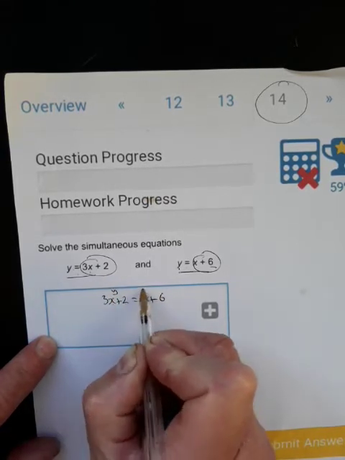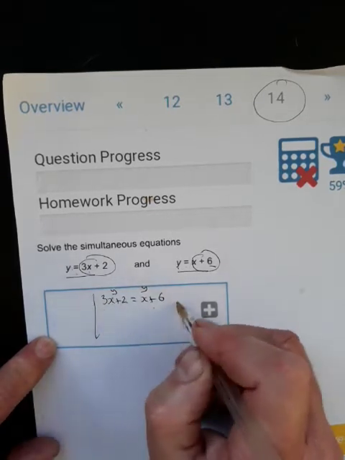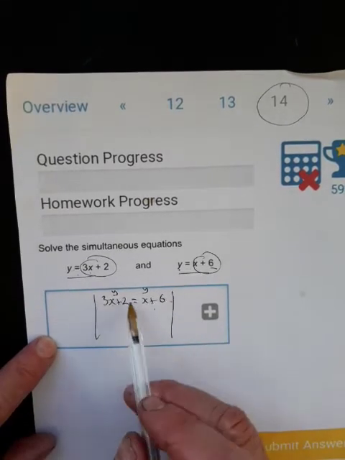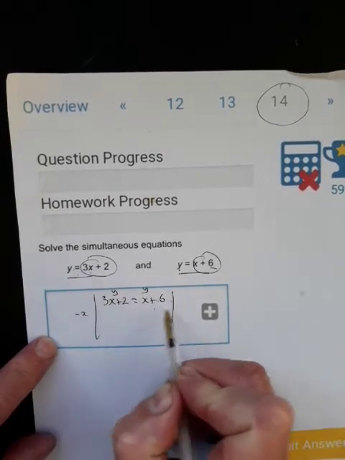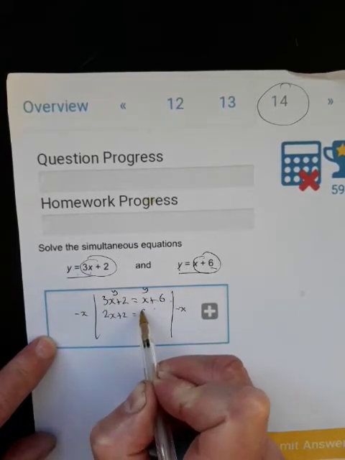That's one way of working out y: y equals 3x plus 2. Another way of working out y is x plus 6. Okay, an equation we can now solve, just like we have solved other equations with unknowns on both sides. I subtract x from both sides to get 2x plus 2 equals 6.